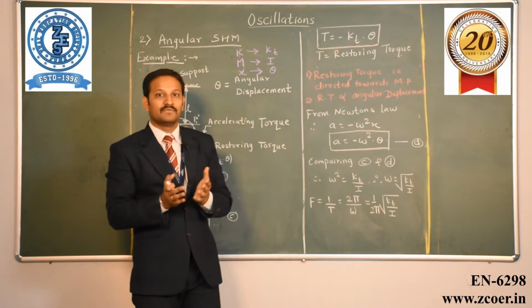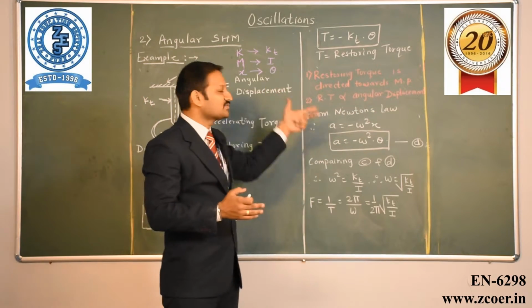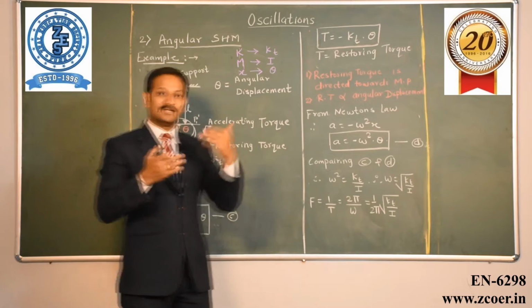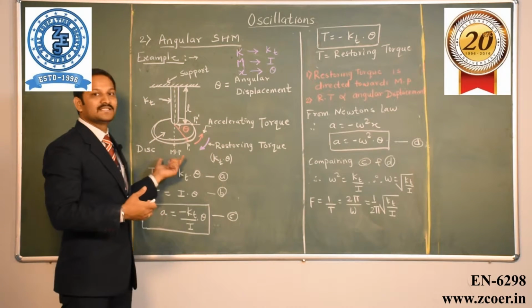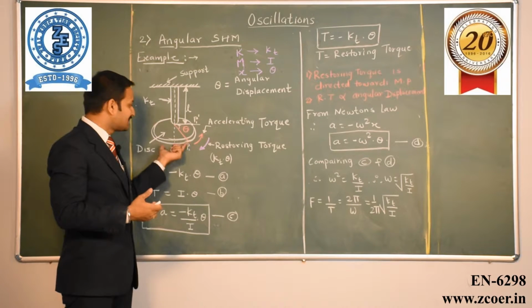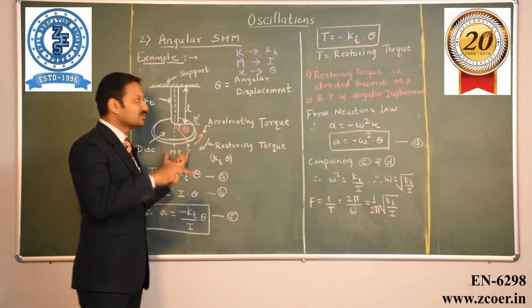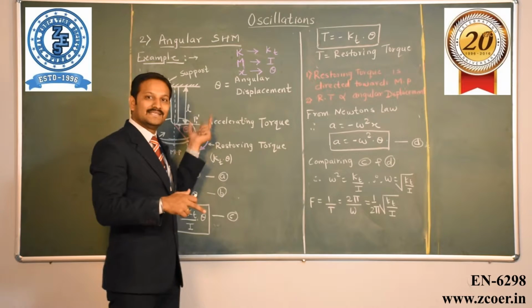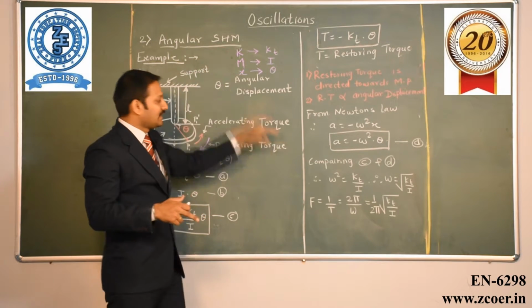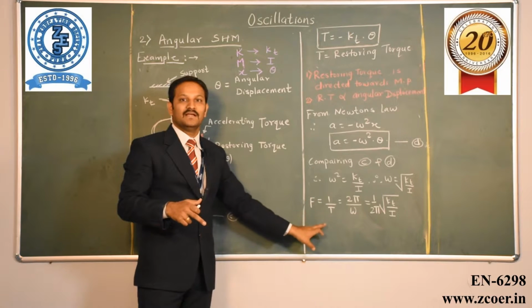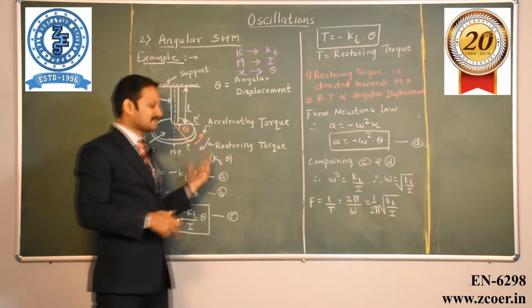So, any body which satisfies these two conditions, that means that body or that object or that system performs simple harmonic motion. This disc is having angular displacement, so this is an example of angular simple harmonic motion. Let us derive the frequency of such a system.